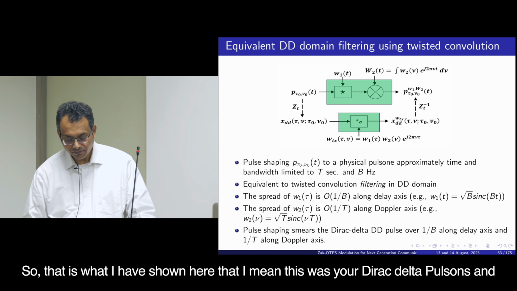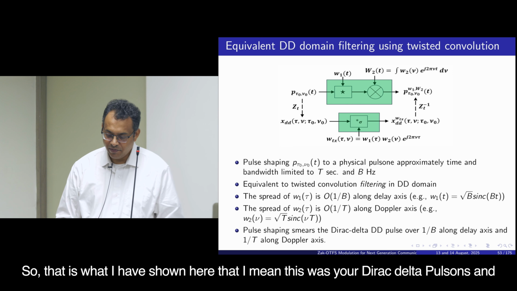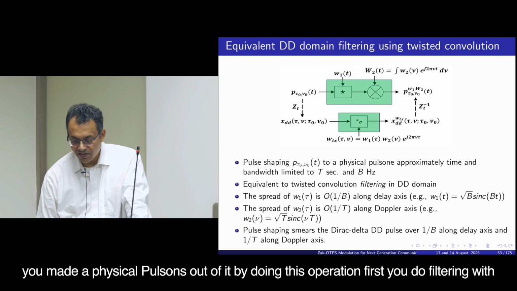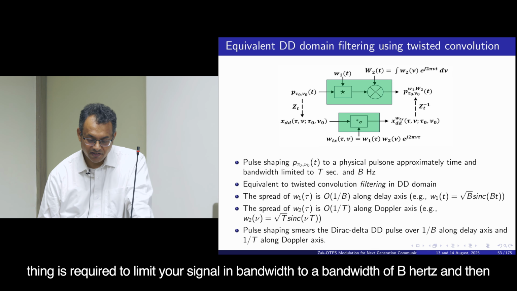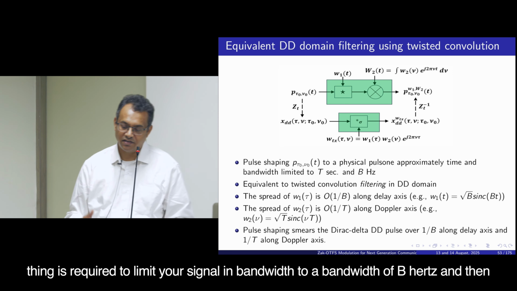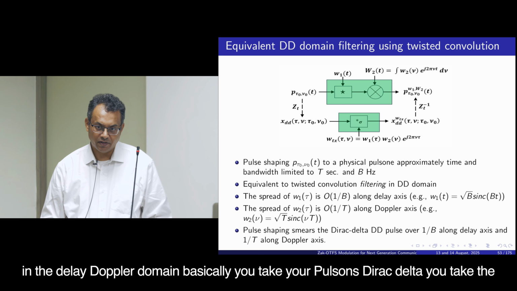Okay. So, that is what I have shown here, that this was your Dirac delta pulse-on and you made a physical pulse-on out of it by doing this operation. First you do filtering with the sinc filter. Instead of sinc you could use some other filter also, but roughly this thing is required to limit your signal in bandwidth to a bandwidth of B hertz, and then you do a time windowing, right. But this entire operation can also be done in the delay Doppler domain.